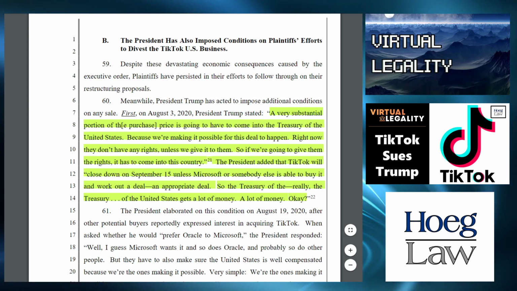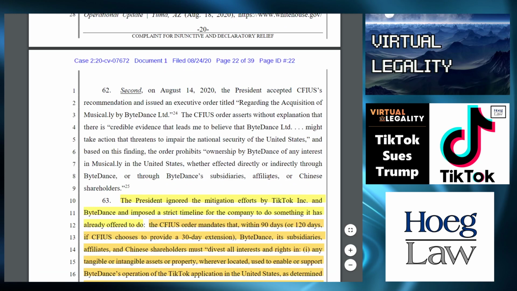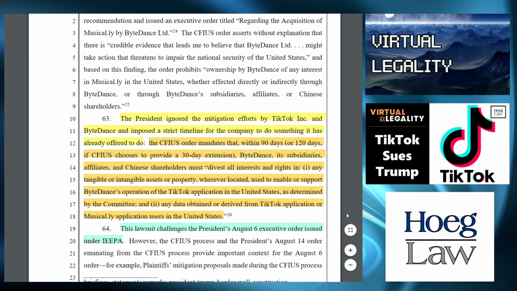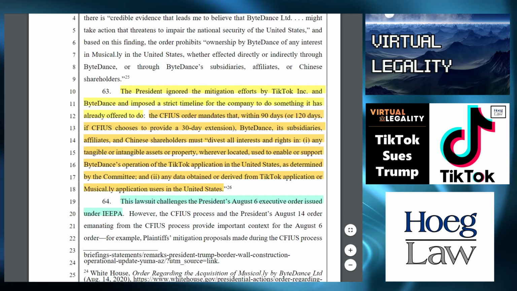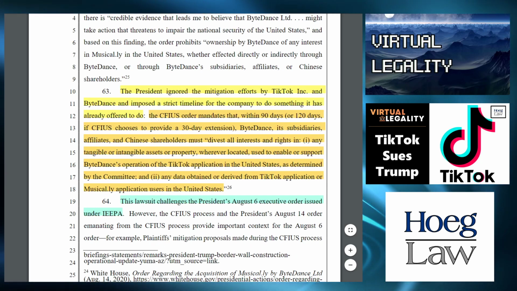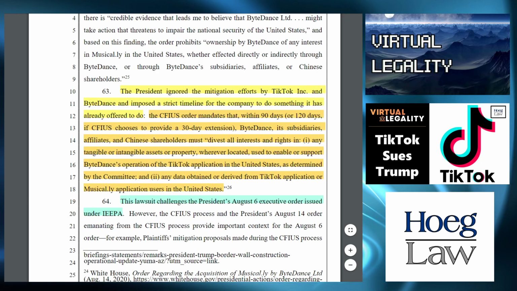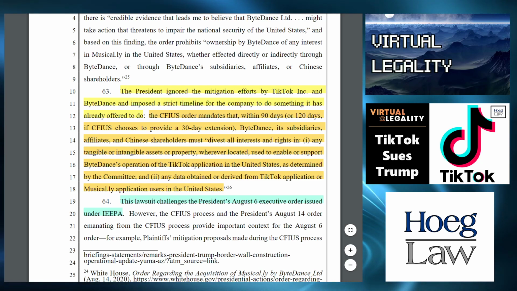And I think that's a better argument than simply saying that by saying these things, which I fully admit are silly, the president and the executive branch has issued a takings on what they say. Or as they say in paragraph 63, the president ignored the mitigation efforts by TikTok Inc. and ByteDance and imposed a strict timeline for the company to do something it has already offered to do.